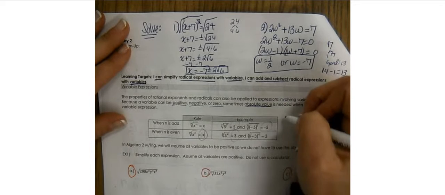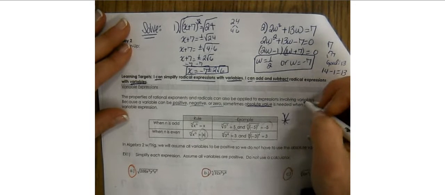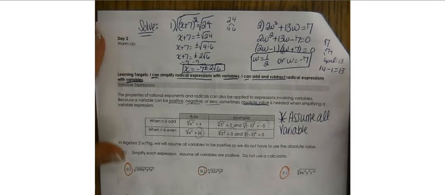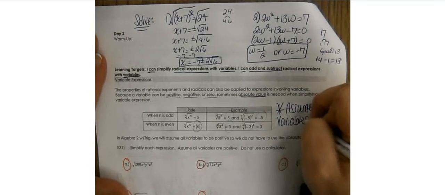Because this is complicated, long story short will be this. Assume all variables are positive in every single problem that we're simplifying. So please assume all variables are positive.